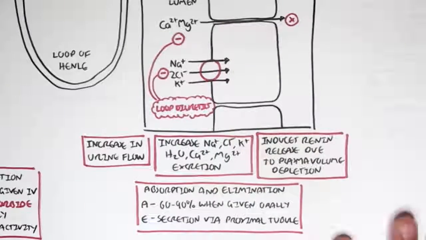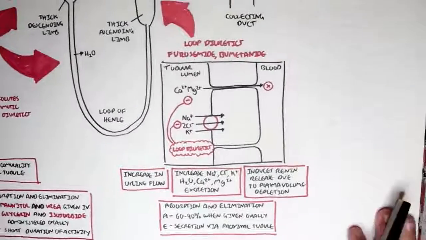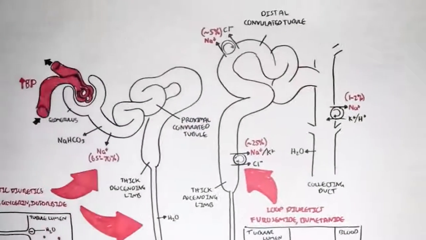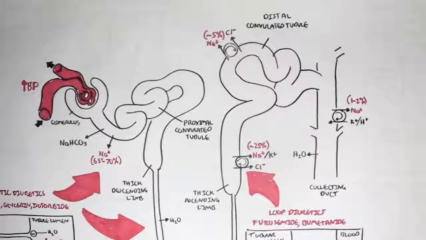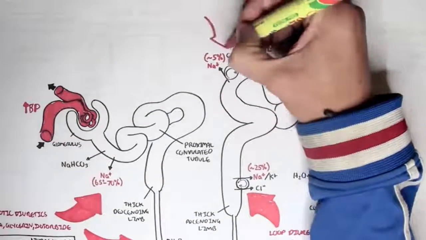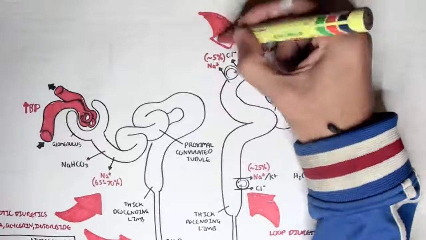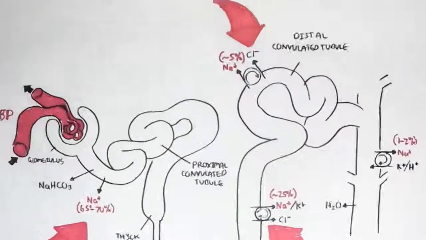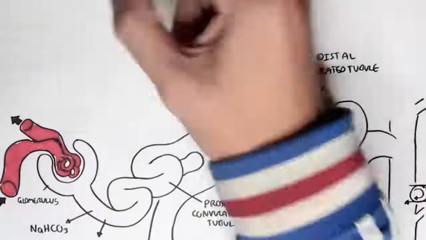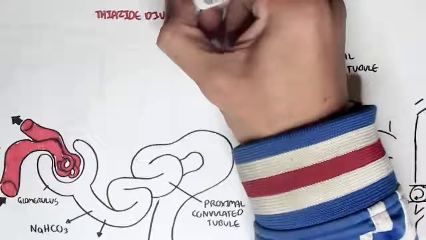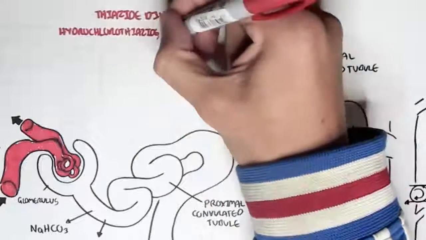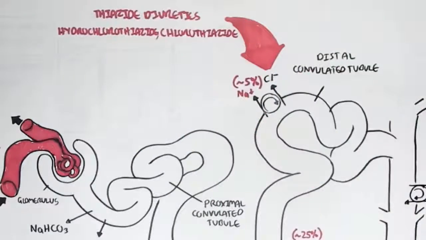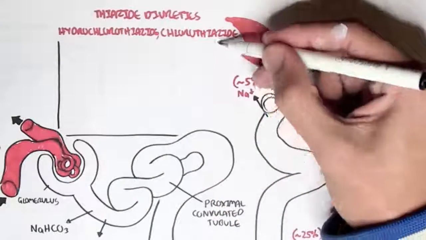So let's look now at the third diuretic, which is the thiazide diuretics. These work on the distal convoluted tubule, particularly the sodium-chloride symporter here. Thiazide diuretics include names such as hydrochlorothiazide and chlorothiazide. It's very easy to remember this because they all end in thiazide. So let's look at how it works.